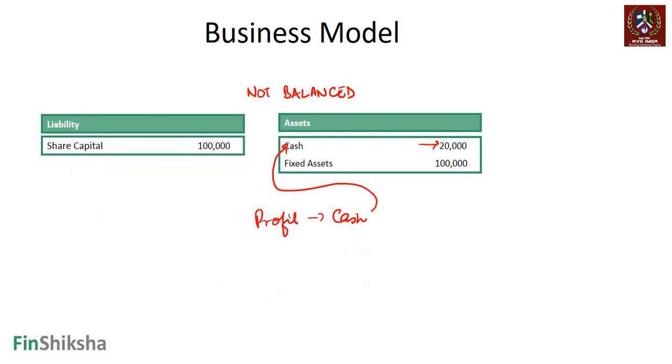The question is, if the company closes today, whose money is this, right? And if the answer to that is this is the money of the shareholder, then technically this 20,000 should be the claim of the shareholder.